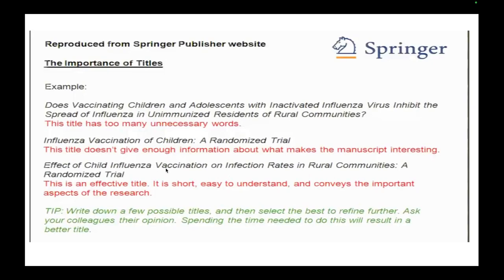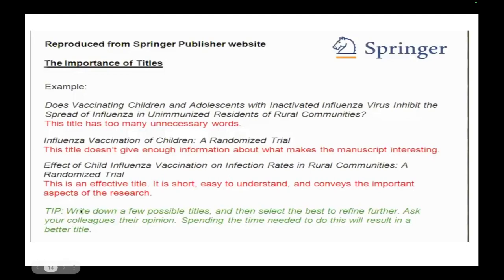Effect of child influenza vaccination on infection rates in rural communities: a randomized trial. This is an effective title. It is short, easy to understand, and conveys the important aspects of the research. So this is better as compared to others.